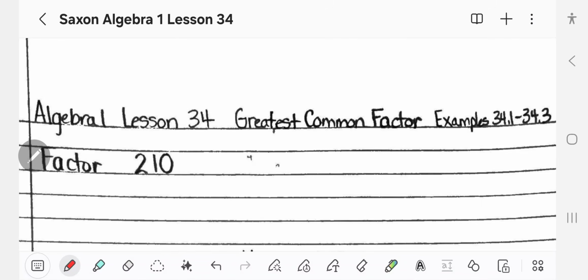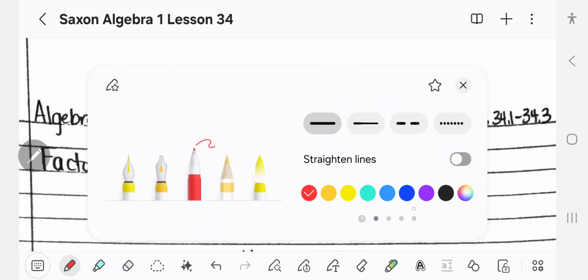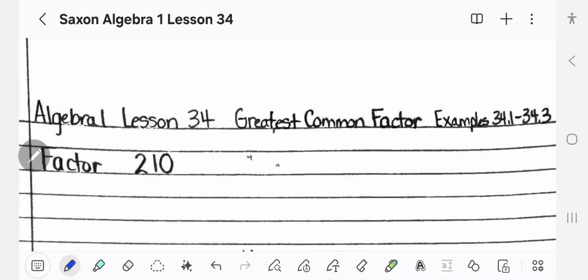This is Algebra 1, Lesson 34, Greatest Common Factor, or GCF as it's often called. We're going to do examples 34.1 through 34.3. We're going to start with a little bit of a review of factoring. So we're going to do a factor tree for this, or you could do repeated division.